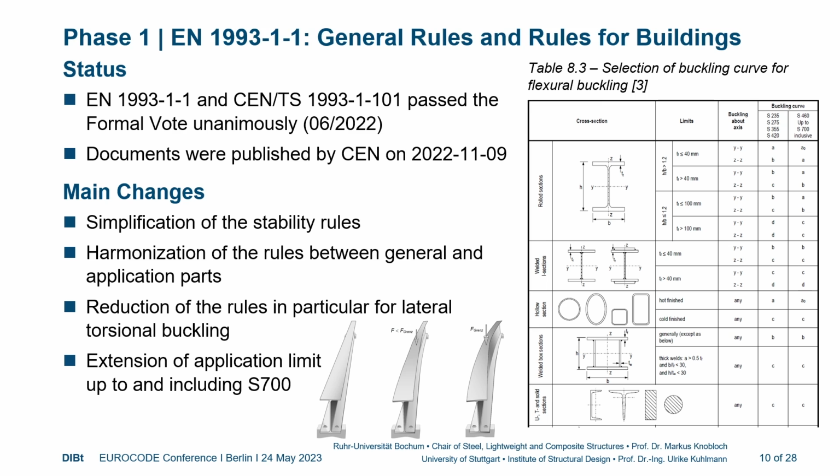So we went through the whole procedure now, and we got the formal vote unanimously, and we have the document published now by CEN in November last year. But it's also a success story in technical issues. So we succeeded to summarize, to simplify, to bring together all the different alternatives for the stability rules. And we also have an extension for S700.